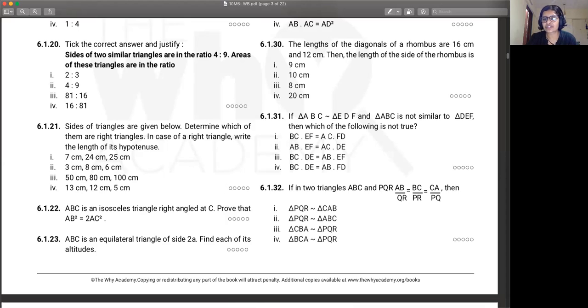Okay, next, Pratham. Third one, 50, 80, 100. Yes or no? Yeah. Just answer that.